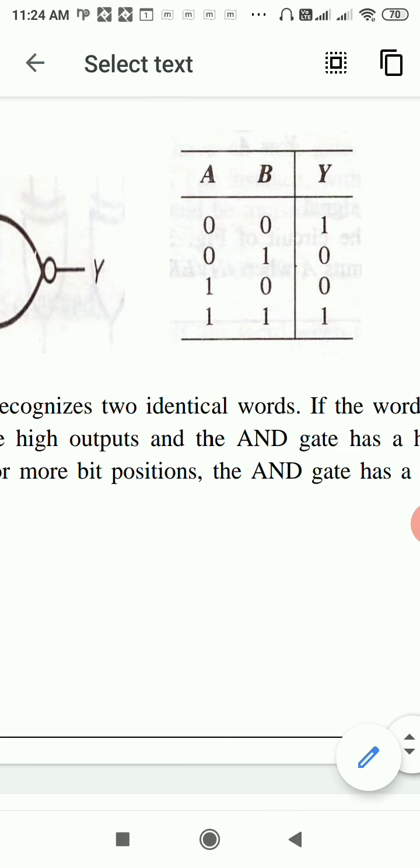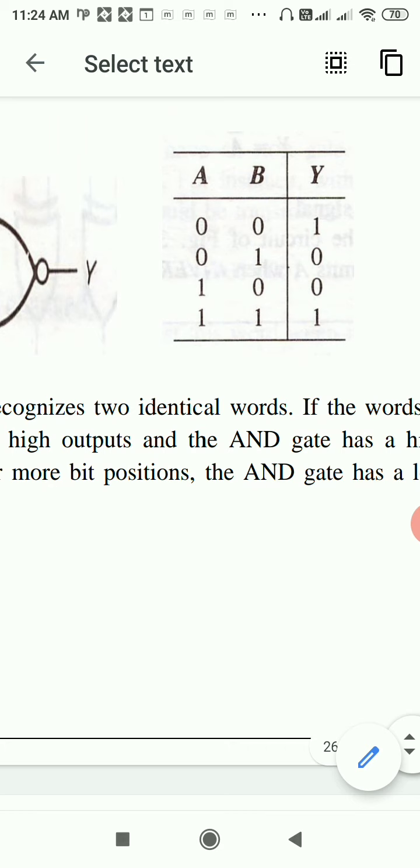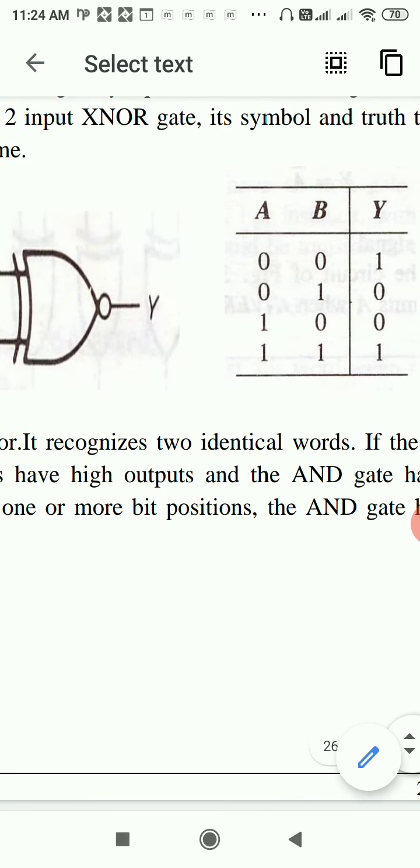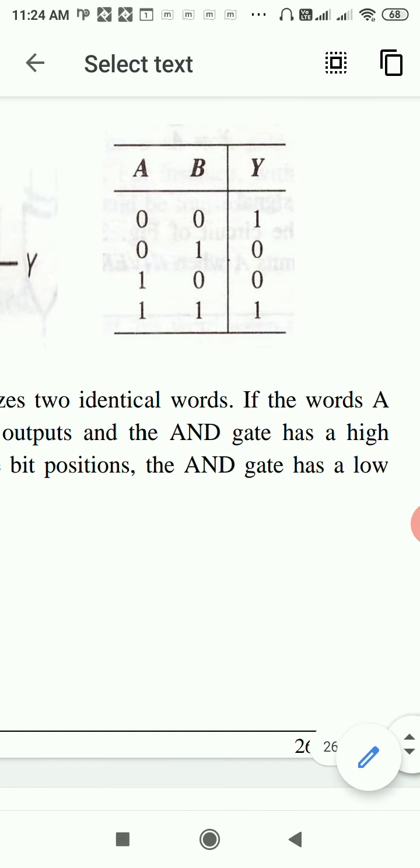So the truth table for this exclusive NOR gate is this. In the truth table of XOR gate, where we have ones, now we have zeros, and where we have zeros, now we have ones.